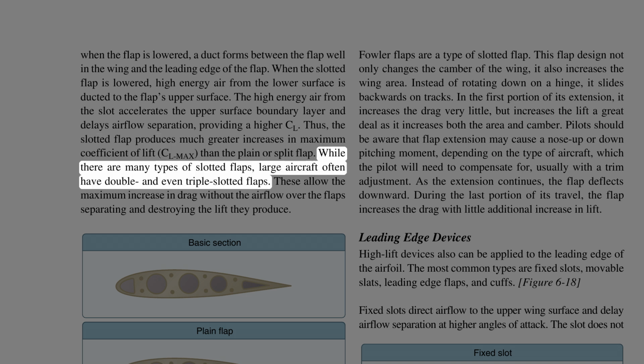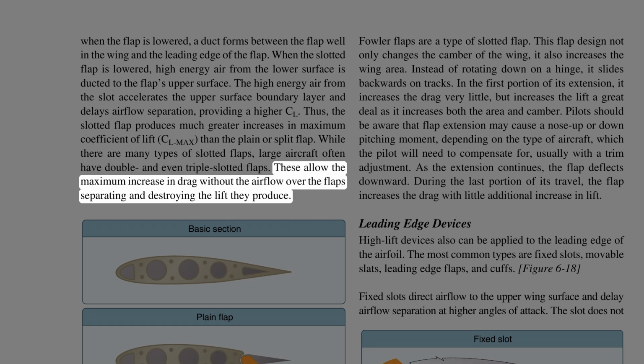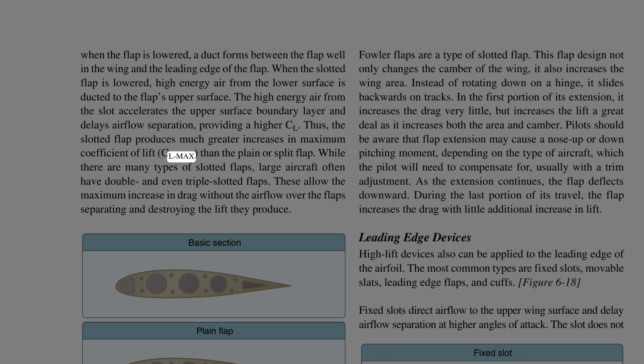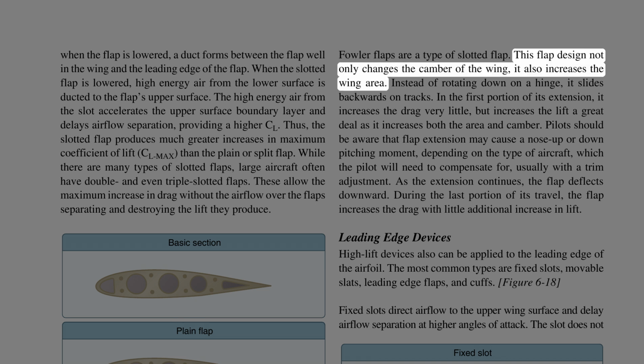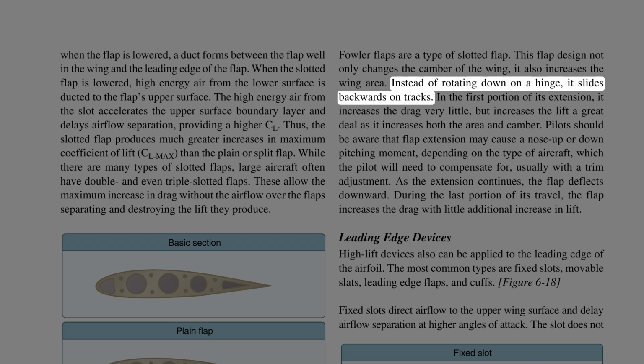While there are many types of slotted flaps, large aircraft often have double and even triple slotted flaps. These allow the maximum increase in drag without the airflow over the flaps separating and destroying the lift they produce. Fowler flaps are a type of slotted flap. This flap design not only changes the camber of the wing, it also increases the wing area. Instead of rotating down on a hinge, it slides backwards on tracks.